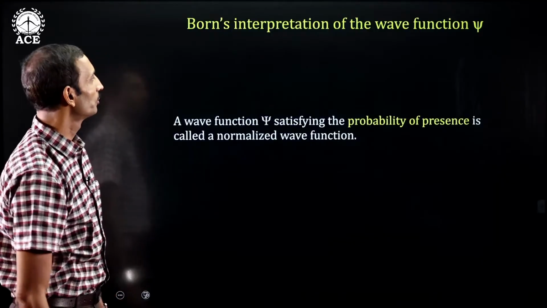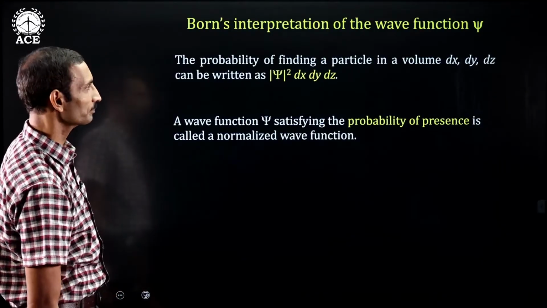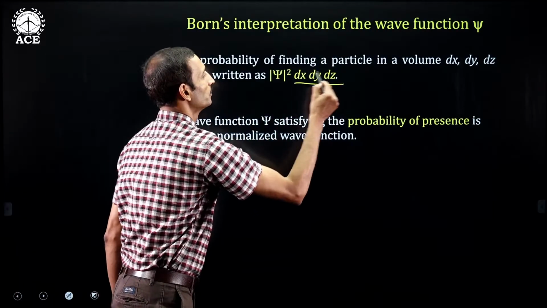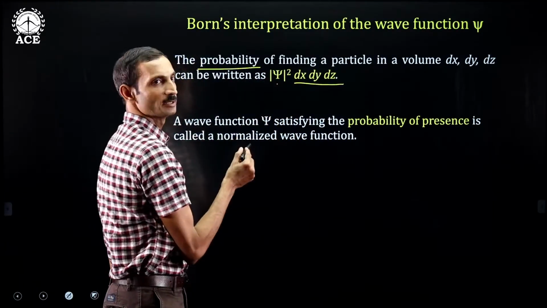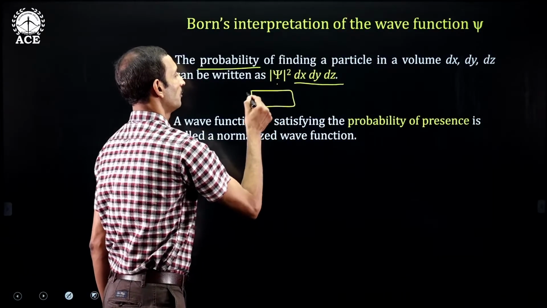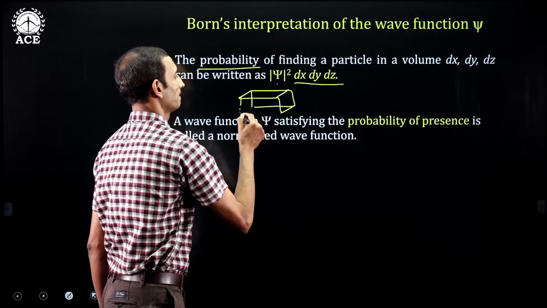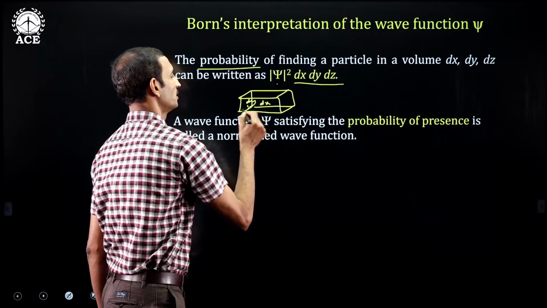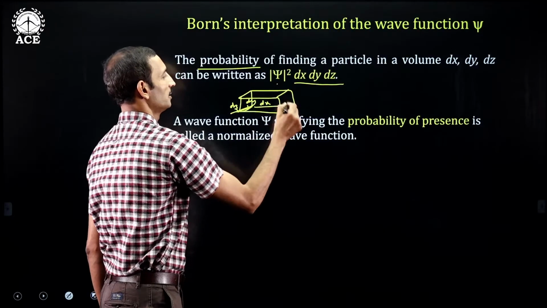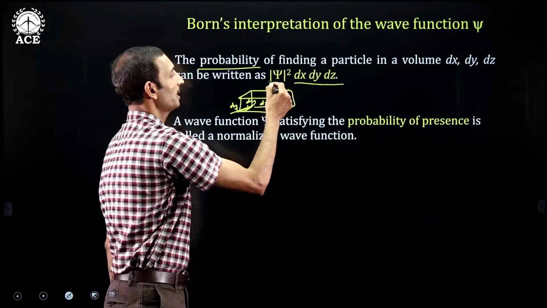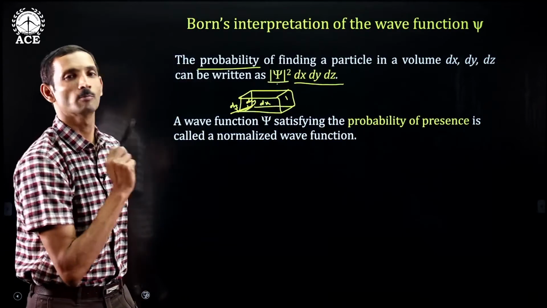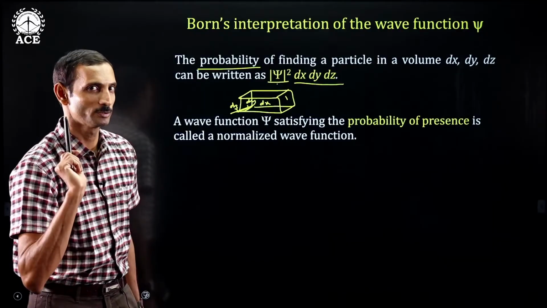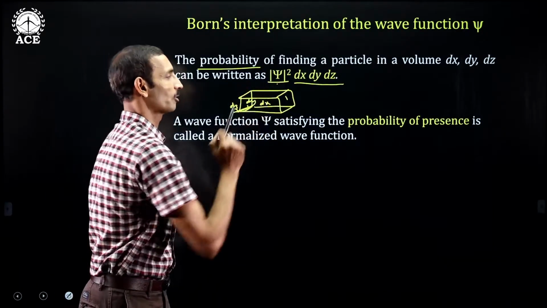Not only that, he has also considered that psi square into volume should give us the probability, right? If in a small parallelepiped of volume dx, dy, dz, if you consider, say dx is this one, dy is this one, dz is this one, then automatically the volume of this one is this much, multiplied by probability density should give us the probability, because probability density is probability per unit volume. If it is multiplied by volume, we get probability. So this one gives the probability.